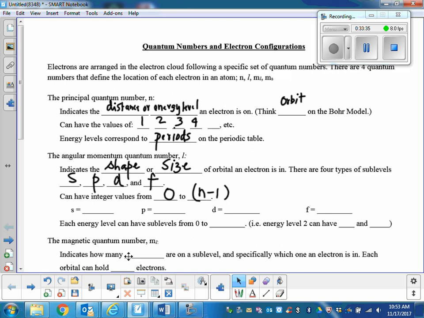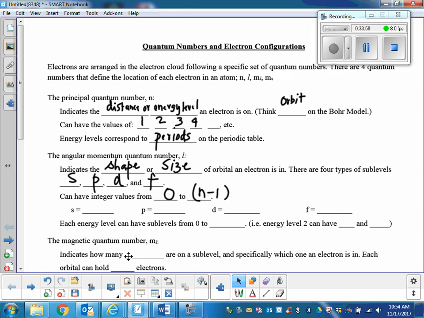If N is 3, what are possible L values? 0, 1, 2. Are you with me? If N is 4, what are the possible values? 0, 1, 2, 3. No 4. 4 minus 1, so it's only 3.